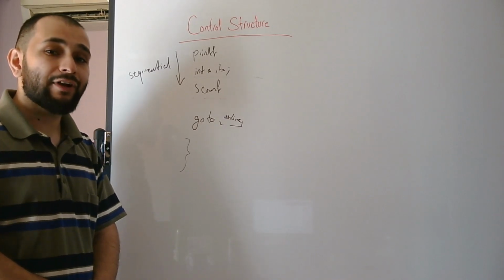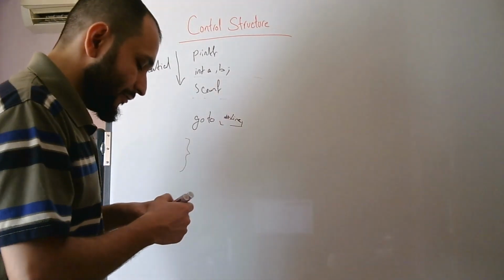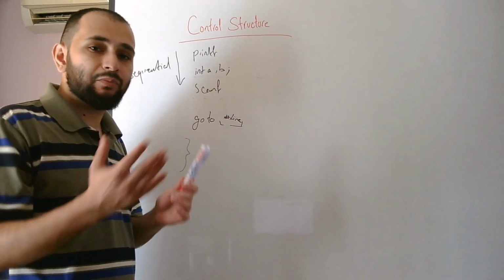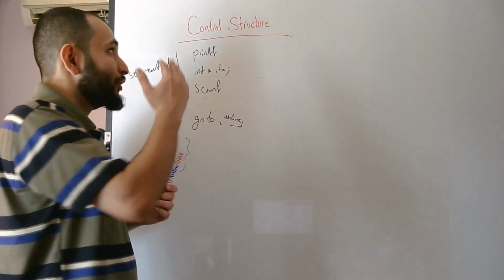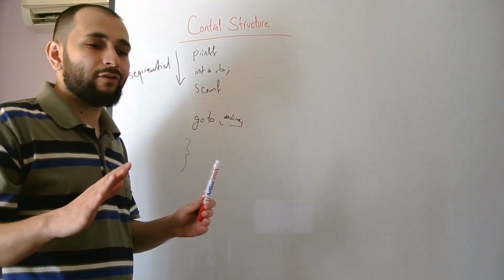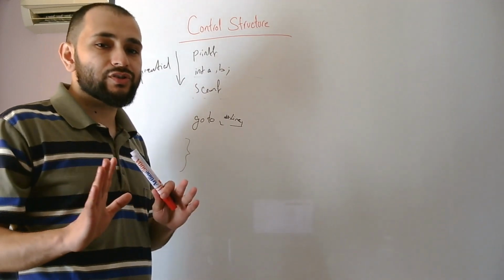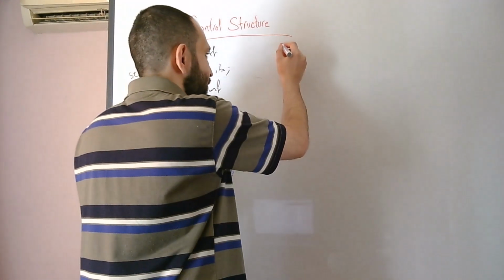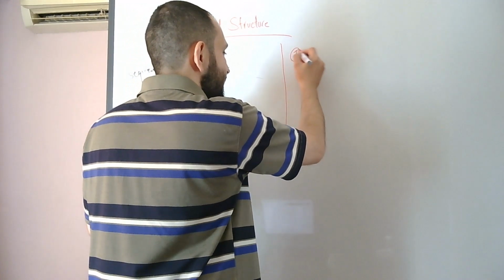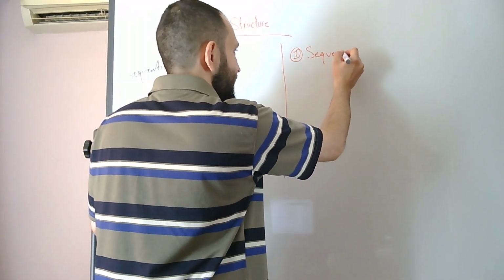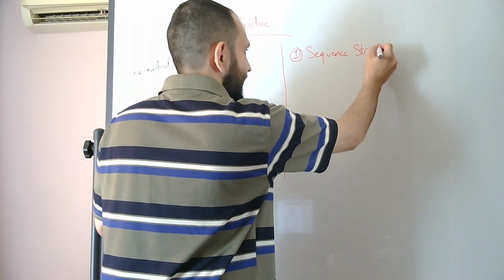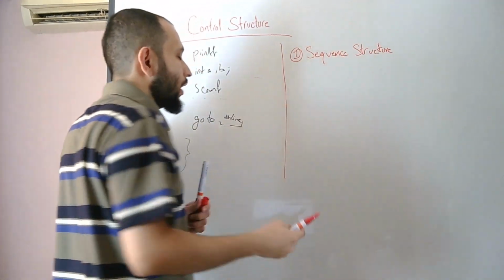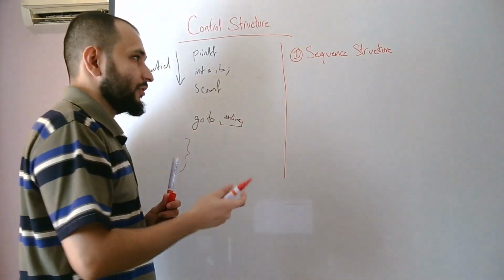Today we have three types of control structures, and basically all of our programs in today's world, in many programming languages, use these three control structures. These three control structures are enough to write any type of program. So what are these three control structures? The first one is the sequence structure. Basically, this is very obvious: the flow of execution goes sequentially for this structure.